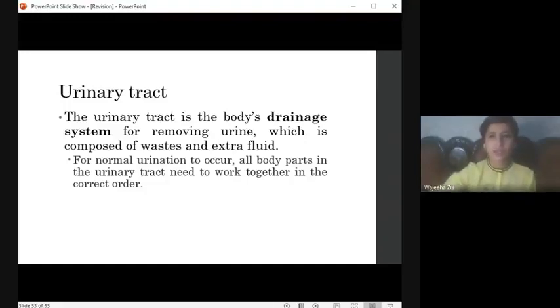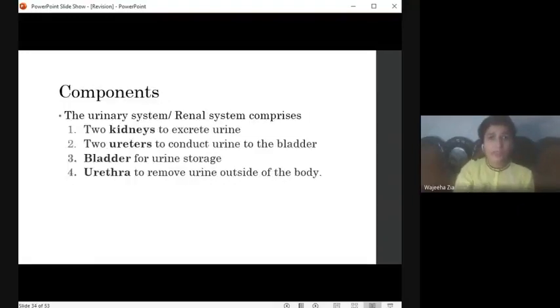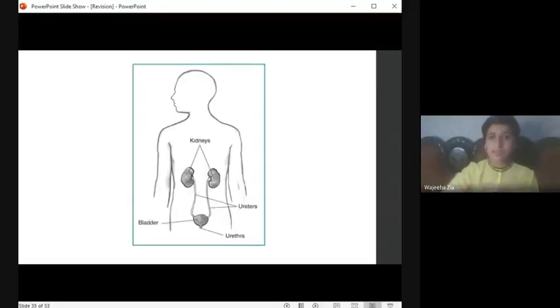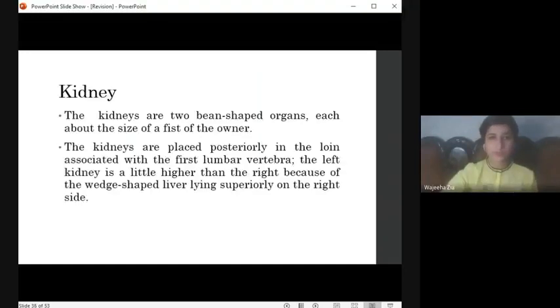So the urinary tract, in case of males, works along with the reproductive tract, and in case of females, the urinary tract and the reproductive tract are different. It consists of four parts: a pair of kidneys, the ureters, the bladder, and the urethra. You can see the two kidneys connected with the bladder with the help of the ureters, and the bladder then ends at the urethra. Through the urethra, the urine moves out of the body.